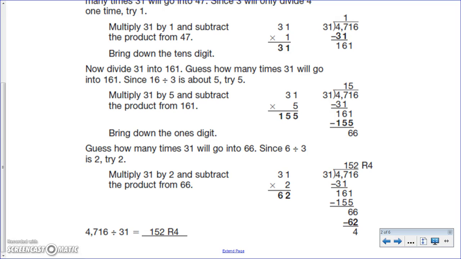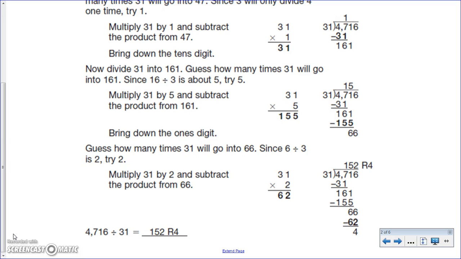So we're going to put the 5 up above the 1 in the 4,716. And then we're going to subtract. So we have 161 minus 155, and we get a remainder of 6. Now we're going to bring down the final digit in the number, which gets us 66. Now we have to guess how many times 31 will go into 66. We know 6 divided by 3 is 2, so we're going to try 2 times. And 31 times 2 is 62.